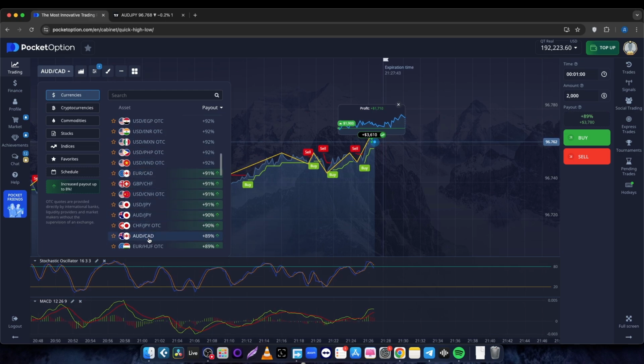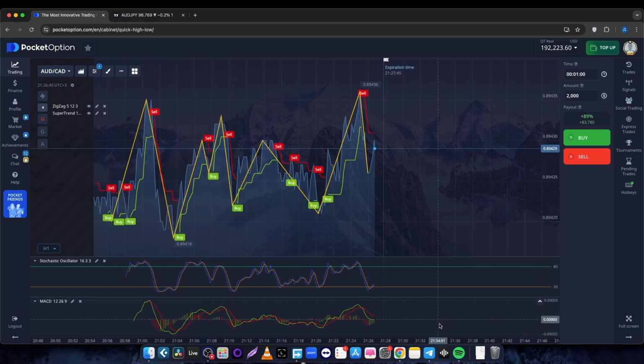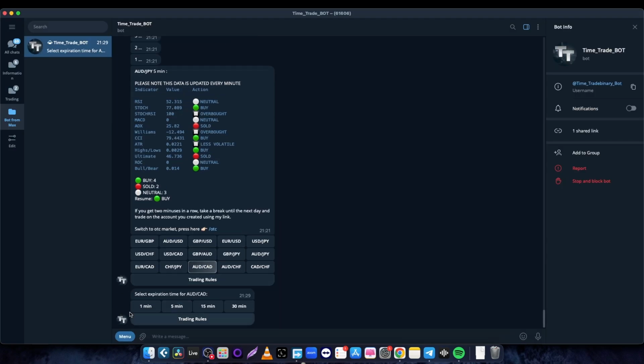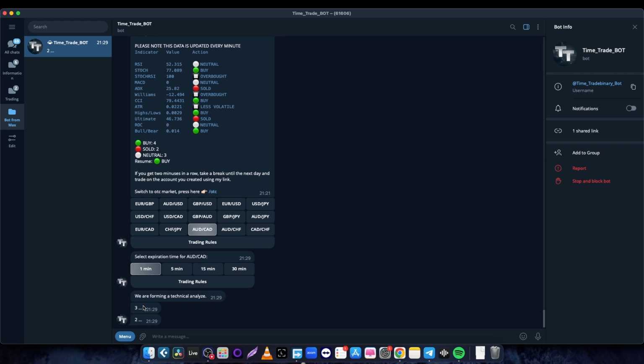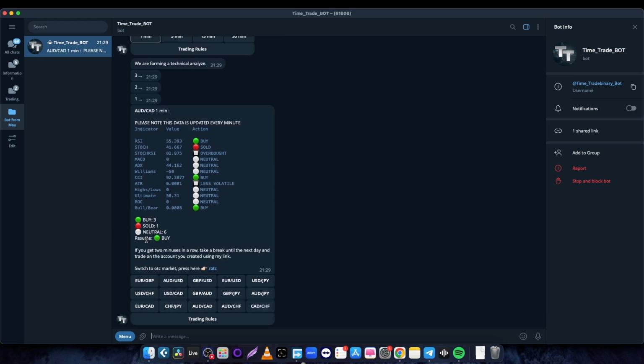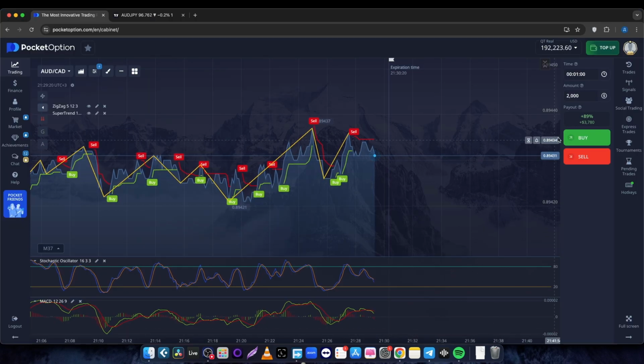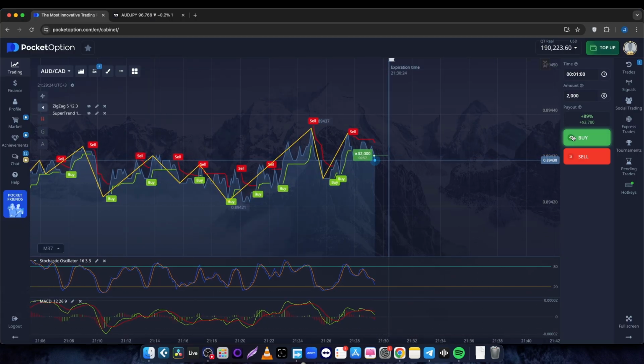Now we return to the trading bot interface and click the currency pair button and expiration time. Artificial intelligence prepares a forecast, and after analysis, I record a signal for an increase in price. According to the neural network, the trend will go up. Well, let's look at the chart and make our trading decision. I click the green button to buy.